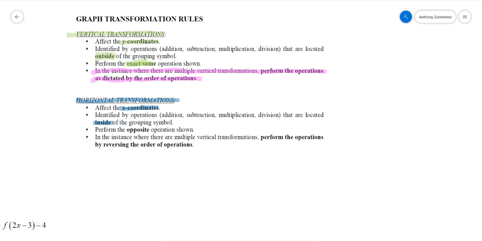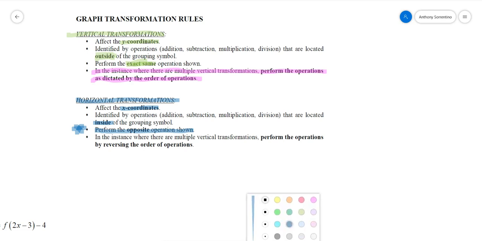So now the big one is that I perform the opposite operation. Very important. So if I see inside of a parenthesis an addition of 3, that tells me I should subtract 3. If I see inside the parenthesis a division of 5, that means I should multiply by 5.